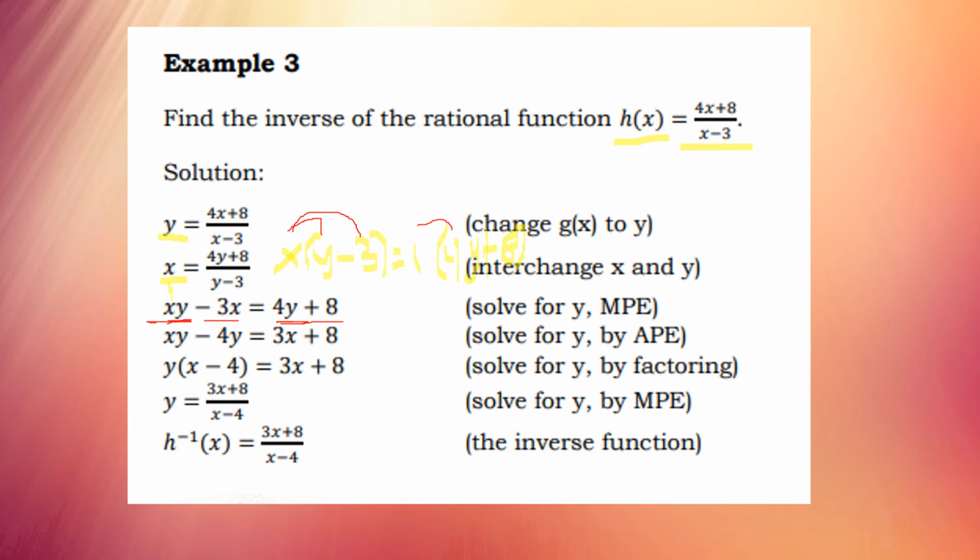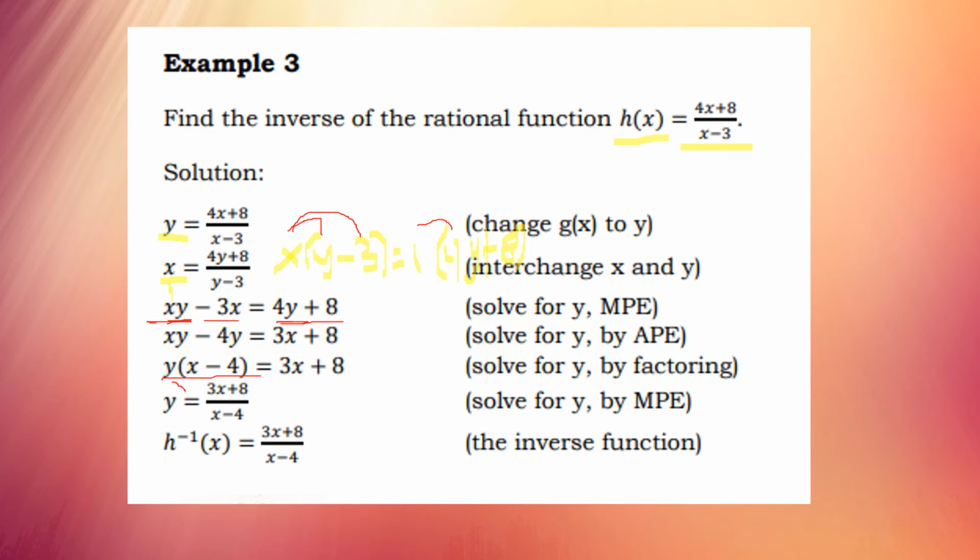Then, factoring na tayo ng y times the quantities, di ba? Parehong may y, so the common factor nila is y. xy divided by y, x na lang, kaya naiwan dun sa parenthesis is x, minus 4y divided by y is 4. So y times the quantity x minus 4 equals 3x plus 8. Since you have to solve for y, divide both sides by x minus 4.